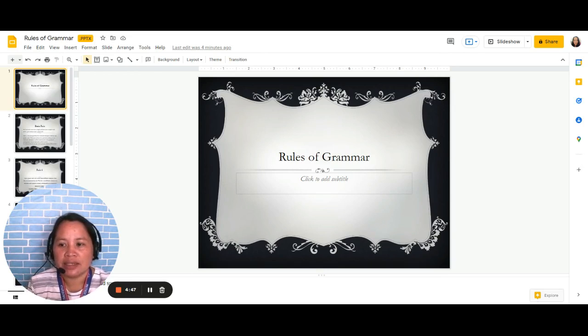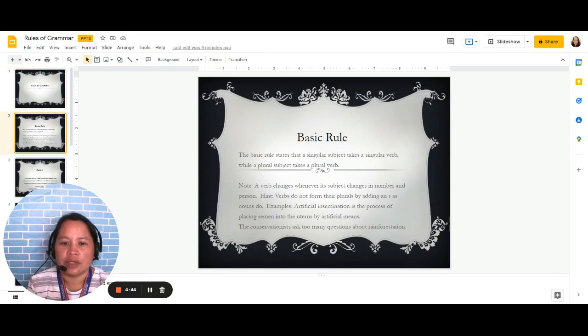So let's start with the basic rule of grammar. In this basic rule, it states that a singular subject takes a singular verb while a plural subject takes a plural verb. So we all know that we need to use is or we put the s to the verb if the subject is singular. Just like, for example, the flower is beautiful. And for the plural form, the flowers are beautiful. Now let's go to my chosen 12 rules of grammar.